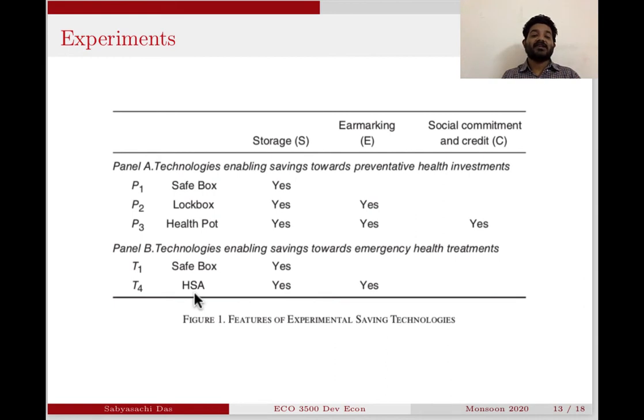As compared to that, in the health savings account, the fourth experiment, you don't have any social commitment because it's an individual level instrument, but you have earmarking for health treatment as well as health investment. It's not earmarked necessarily for a health product, okay? But it also has storage. So all treatments provide you with storage, and 3 treatments provide you with earmarking. The HSA has a separate kind of earmarking than the lockbox and health pot, and only the health pot has social commitment. So basically they want to see which one of these are important.